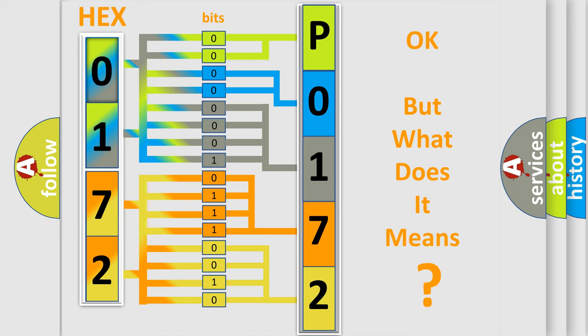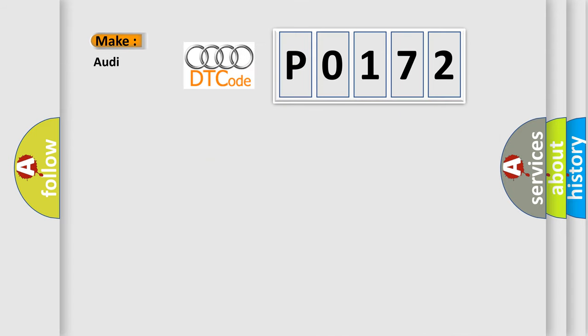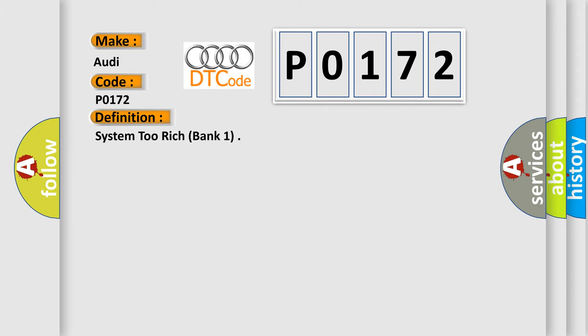The number itself does not make sense to us if we cannot assign information to what it actually expresses. So, what does the diagnostic trouble code P0172 specifically mean for Audi vehicles? The basic definition is System Too Rich, Bank 1.